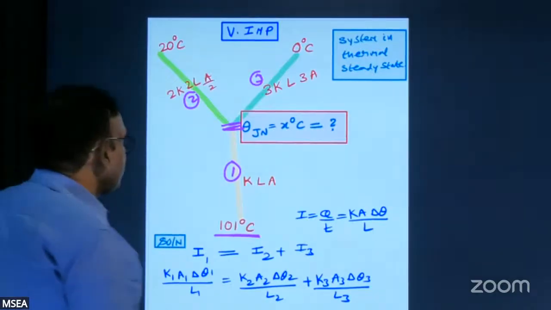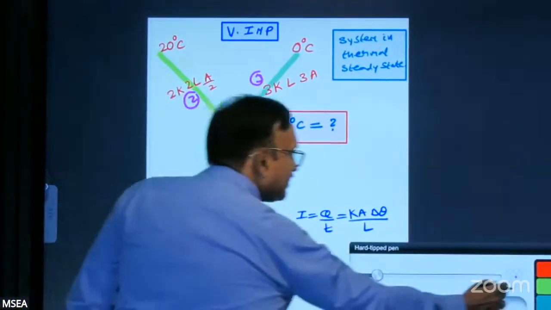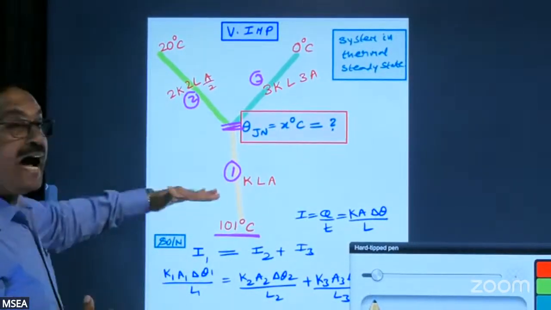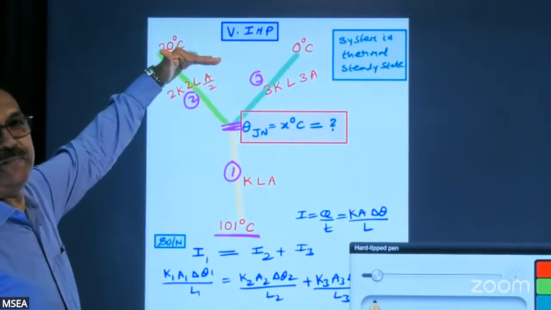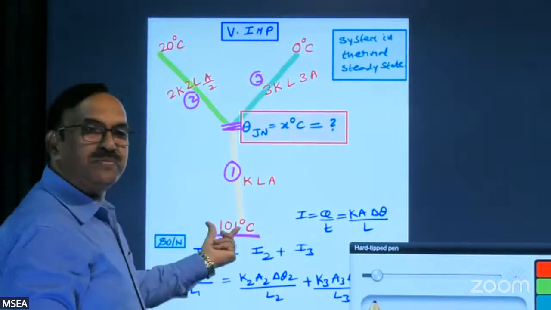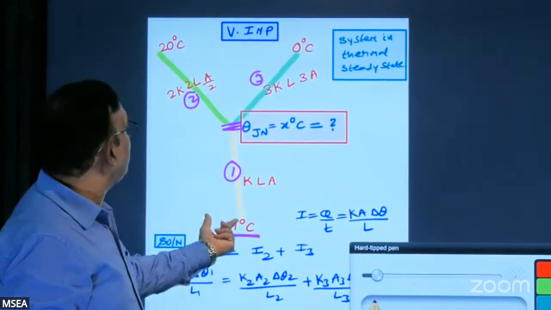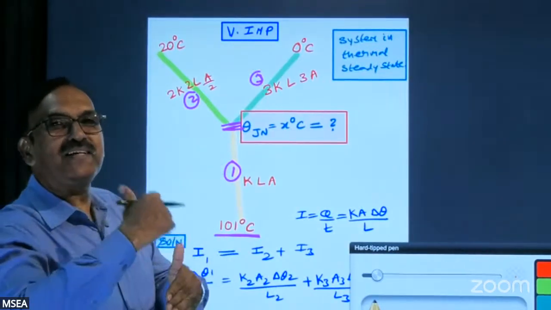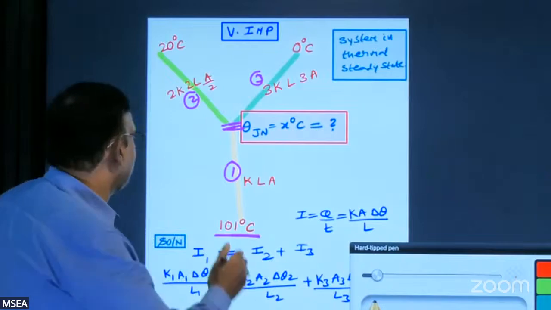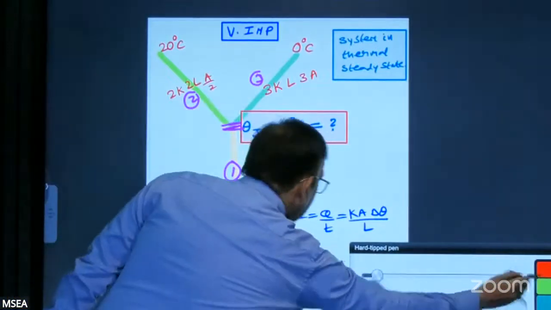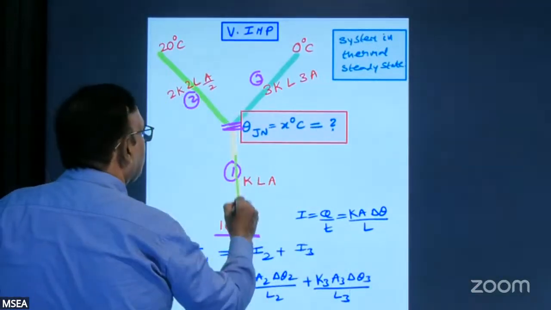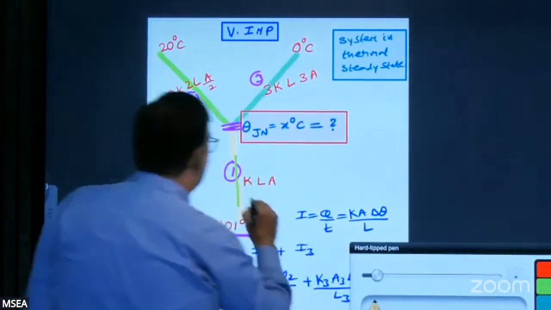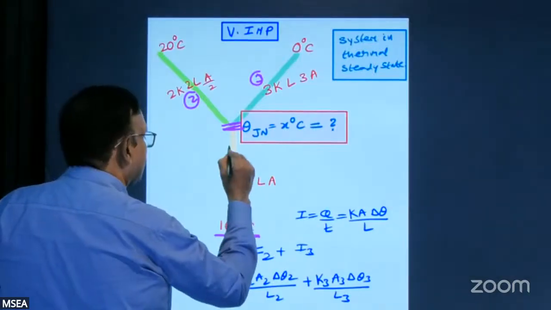Now, the first point here is that heat energy has a habit of going from higher temperature to lower temperature. He himself has clearly given that 101 is a pretty high temperature here. In the previous question, we assumed something is higher, lower. Here, he himself has given it. So heat energy will go from higher temperature to lower temperature. This is the way the heat energy is going, or we can say the heat current directly.